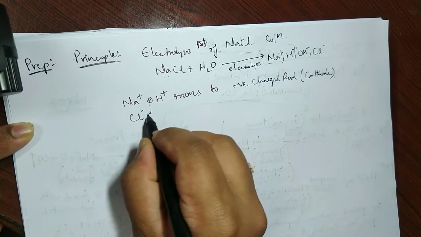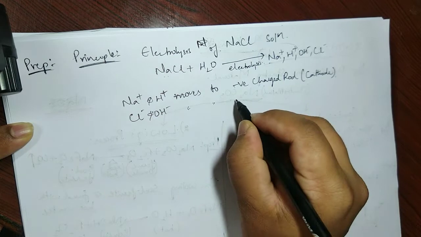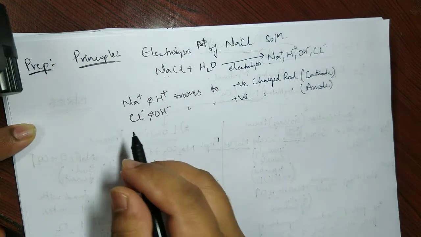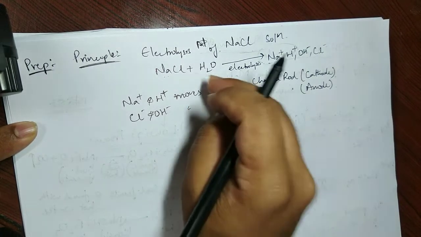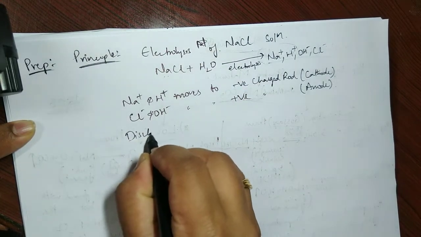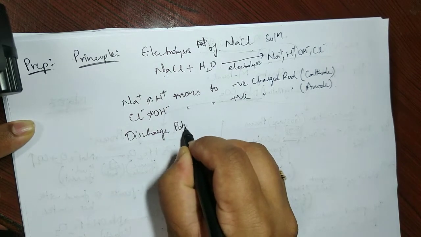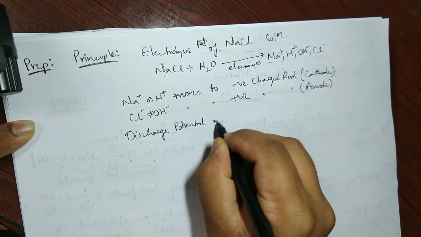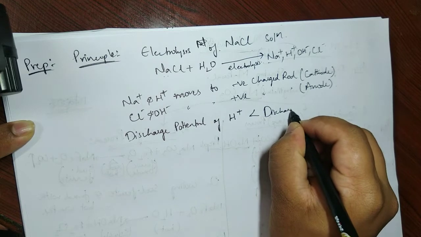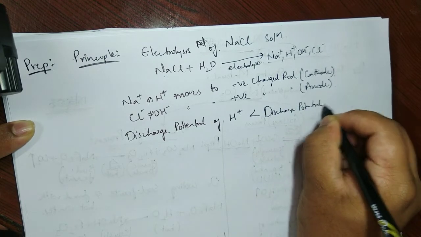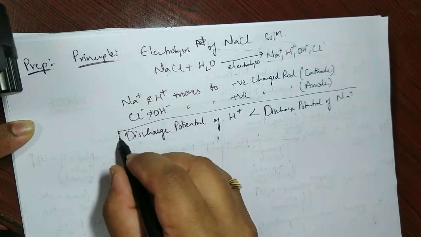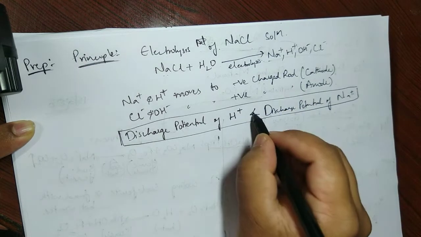And the Cl minus and OH minus move towards the positively charged rod, which is the anode. Now, a very important point is this: in the medium of water, we see that the discharge potential of hydrogen, that is H plus, is less than the discharge potential of Na plus. What do I mean by this statement? The discharge potential, or DP, of H plus is less than the discharge potential of Na plus.